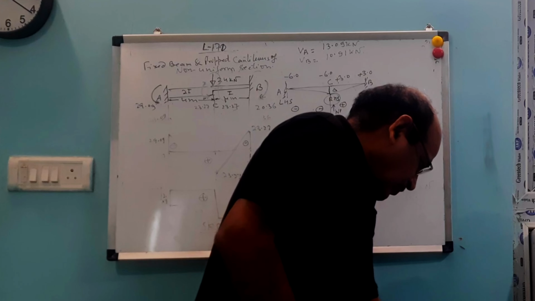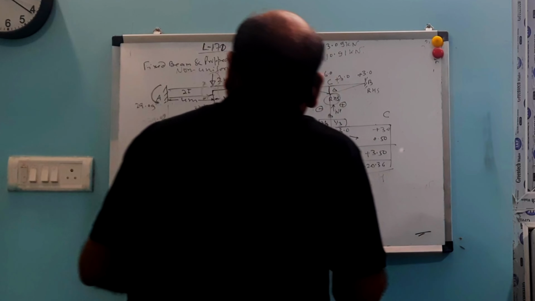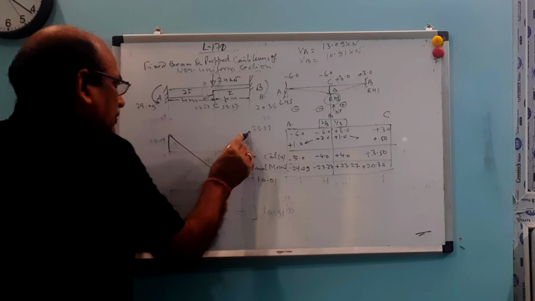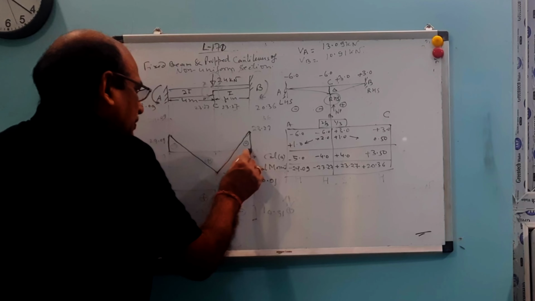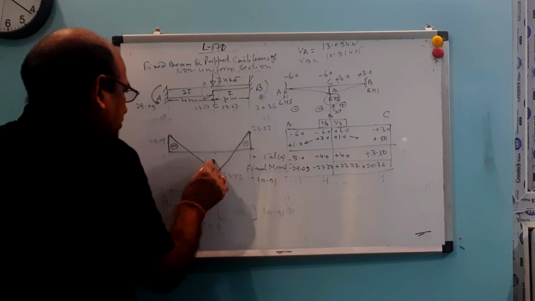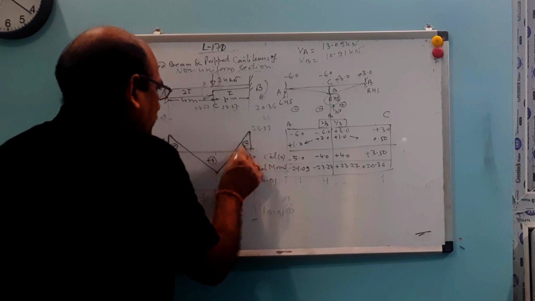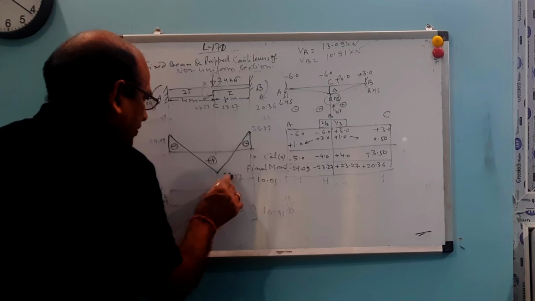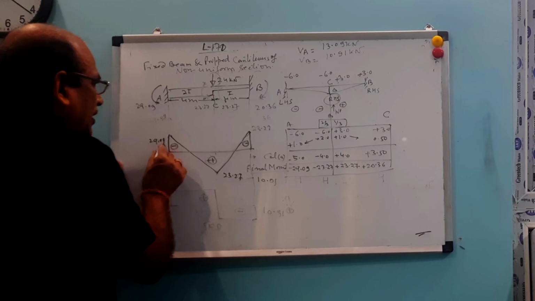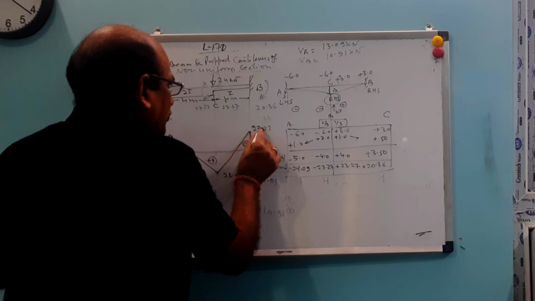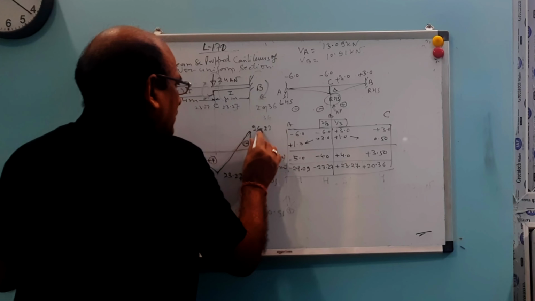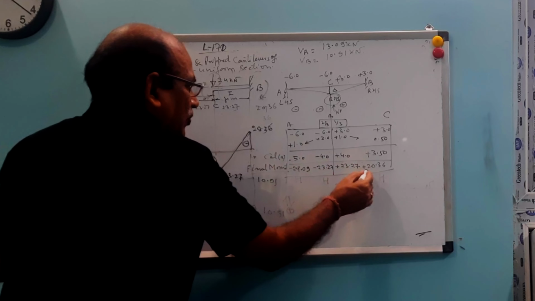This is how you will draw this BMD and everything. You can plot like this. This is your point. This is your negative. This is your positive. This is your negative. This is 23.27. This is your 29.09. And this is your 23.27. Sorry, 20.36. This is 20.36. This is this point.